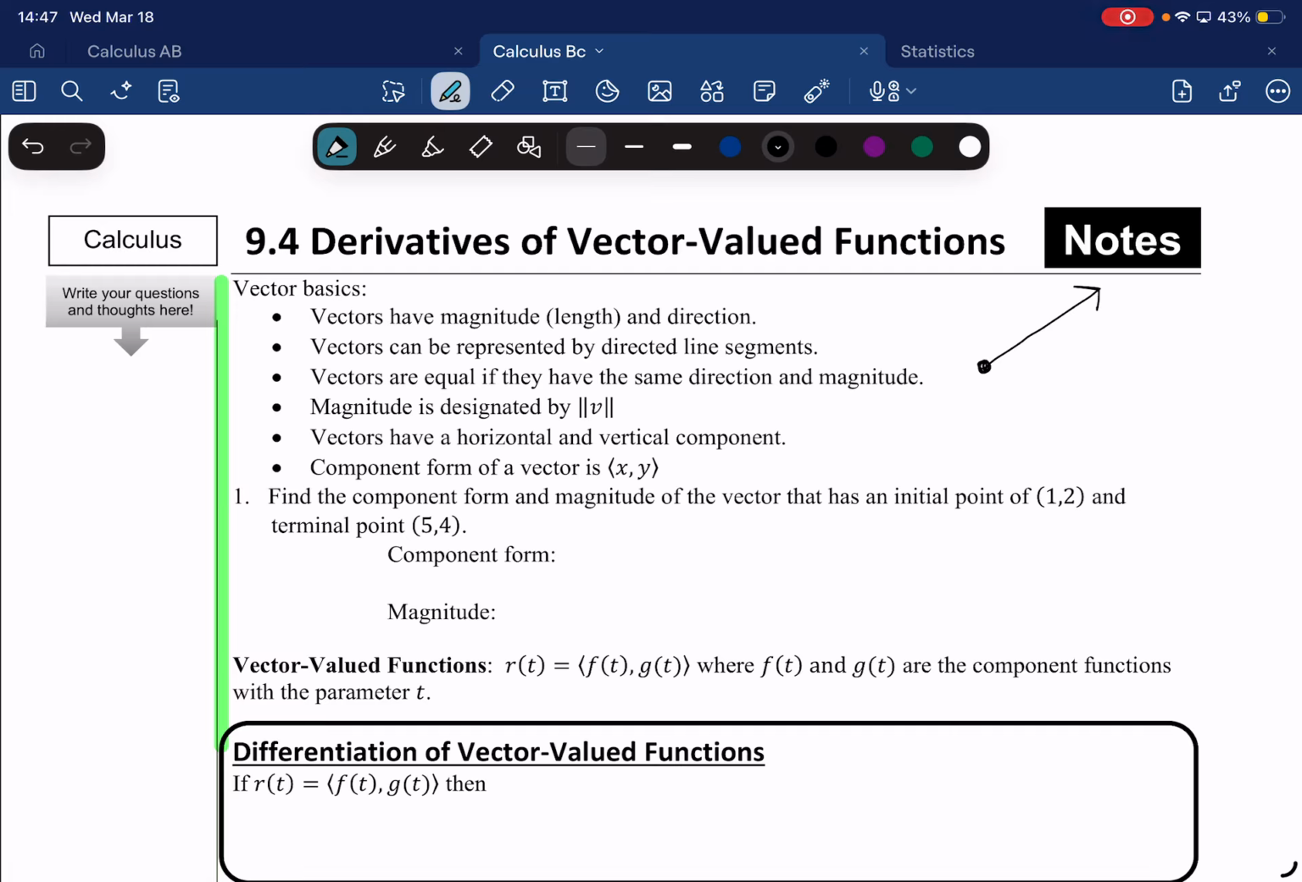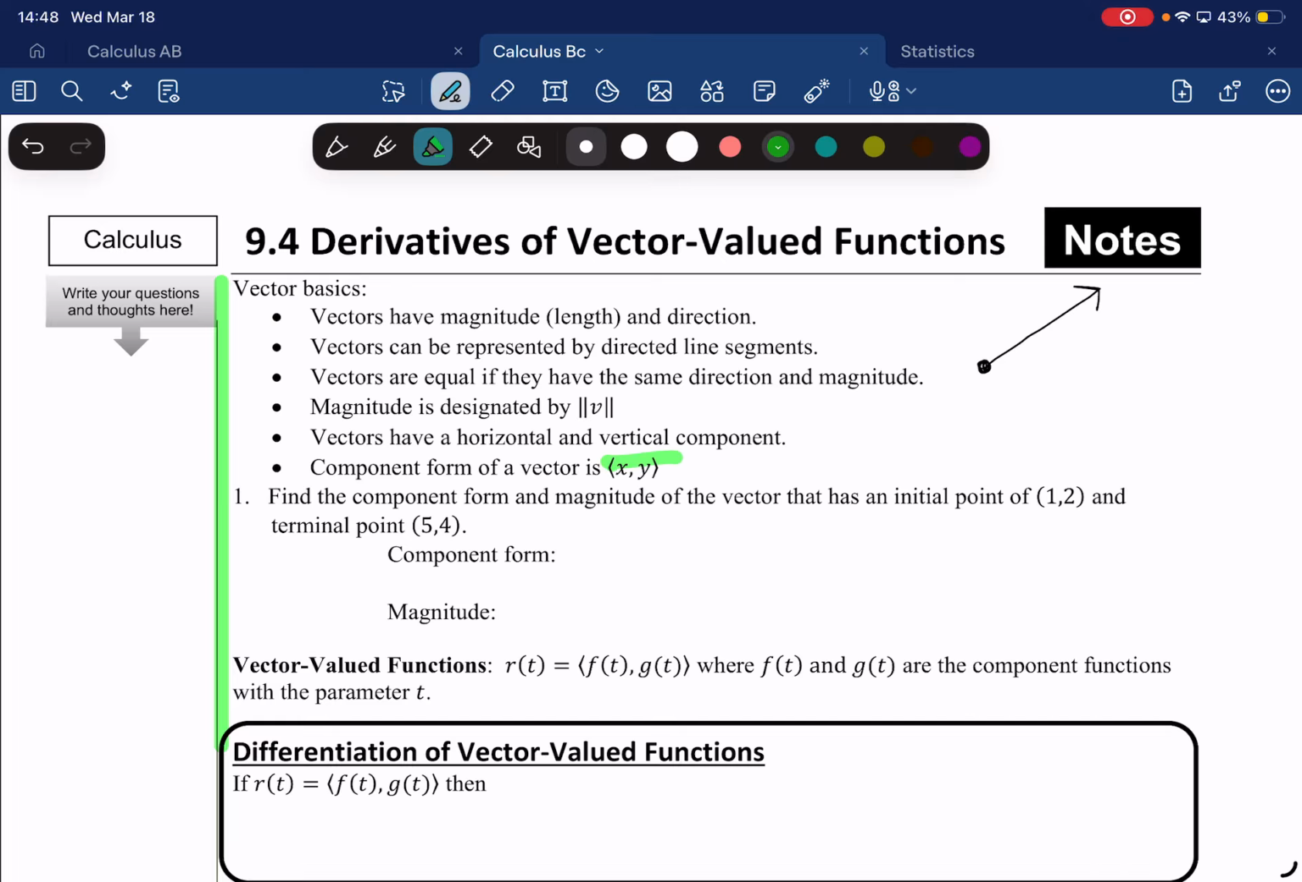Vectors have a horizontal and vertical component. And component form of a vector is a bracket, a fancy bracket, right? x comma y. Those brackets are just for vectors. Number 1 says find the component form and magnitude of the vector that has an initial point of (1, 2) and a terminal point of (5, 4).